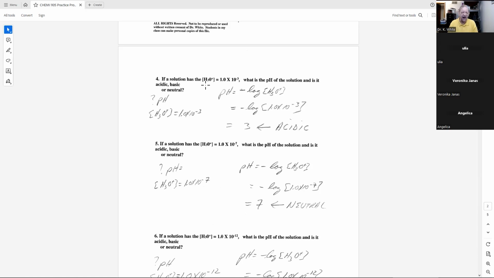So we're trying to find the pH of number 4. And the hydronium ion concentration is 1.0 times 10 to the minus 3.